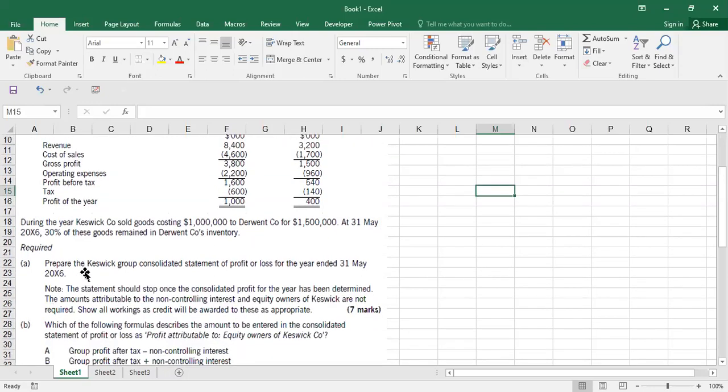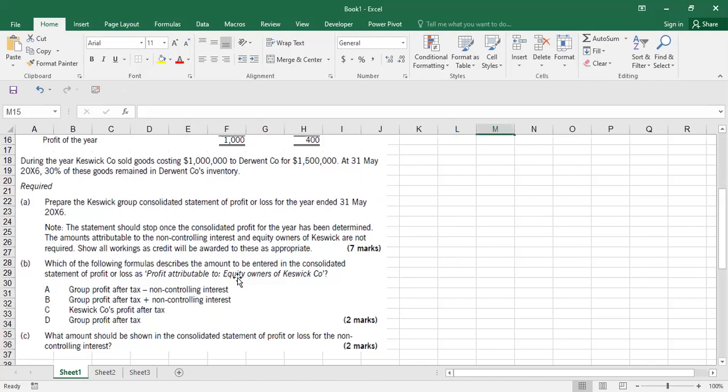So first is prepare the Cashback Group consolidated statement of profit or loss for the year ended 31st May. Note, the statement should stop once the consolidated profit for the year has been determined. The amounts attributable to the NCI and equity owners of the parent are not required. So you just have to consolidate until here. What does that last part mean? I will explain. When you have to make a full income statement, once you consolidate your profit, then you have to split it between the parent and the NCI. This is what we are not going to do. It's not needed. This is for 7 marks, very easy.